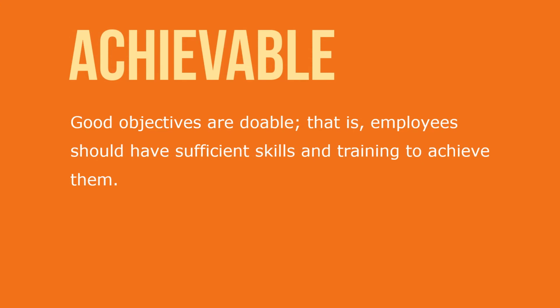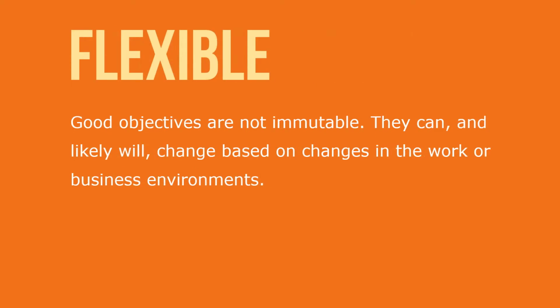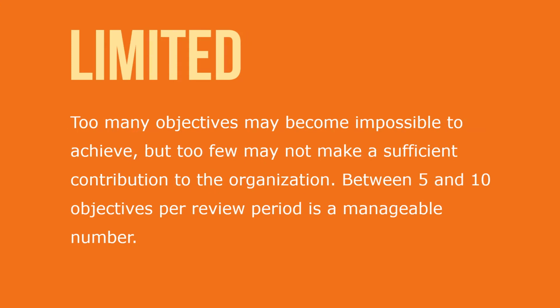A good objective is doable. That is, employees should have sufficient skills and training to achieve them. In addition to the manager and the employee in question, the other organizational members who may be affected by objectives need to be aware of them. Good objectives are not immutable. They can and likely will change based on changes in the work or business environment. Too many objectives may become impossible to achieve, but too few may not make a significant contribution to the organization. Between 5 and 10 objectives per review period is a manageable number.